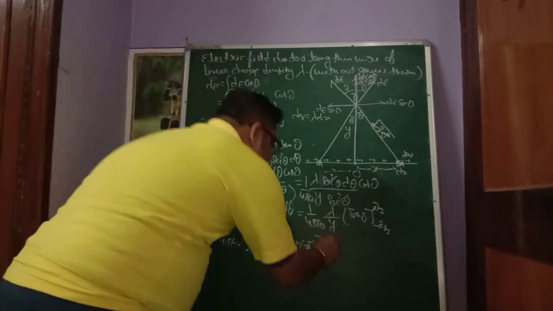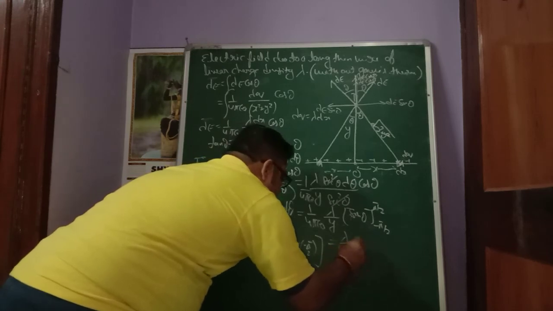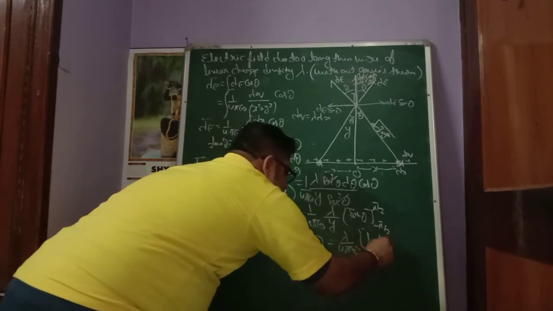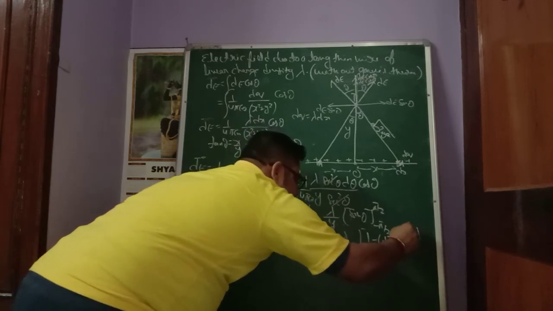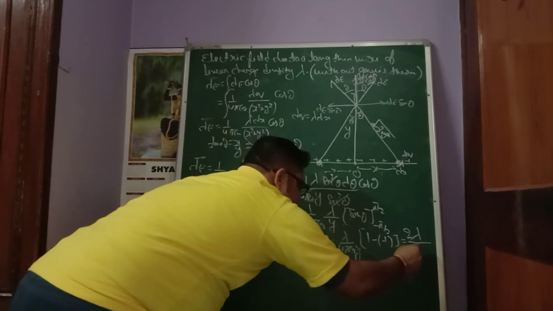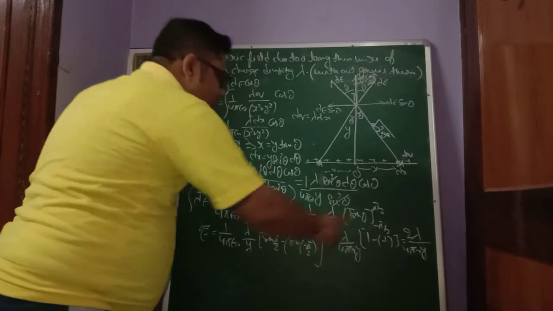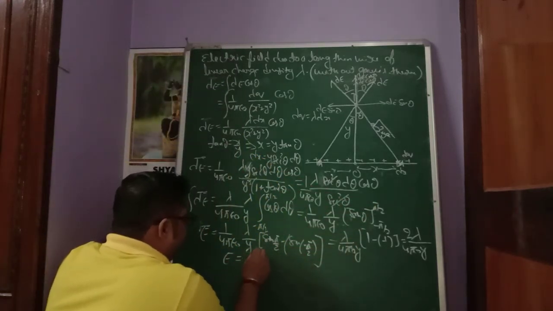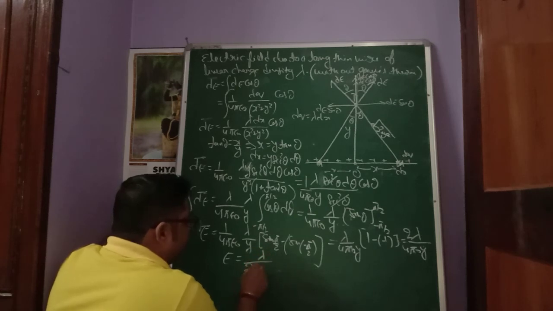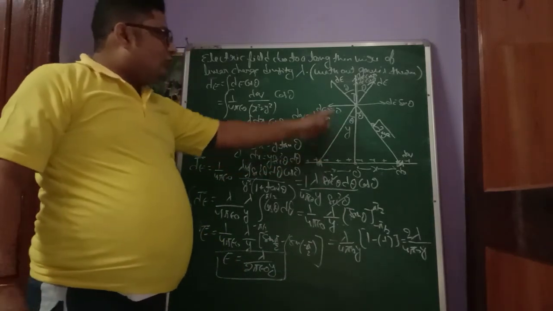So this will become lambda upon 4 pi epsilon naught y times 1 plus 1. So this will become 2 lambda upon 4 pi epsilon naught y. Now if we divide 2 by 2, E is equal to lambda upon 2 pi epsilon naught y. This is the required electric field of a long thin wire without using Gauss theorem.